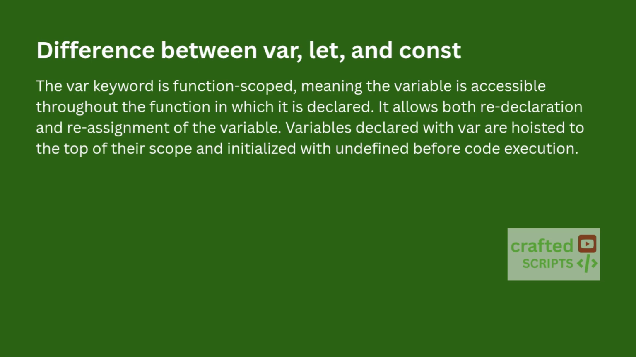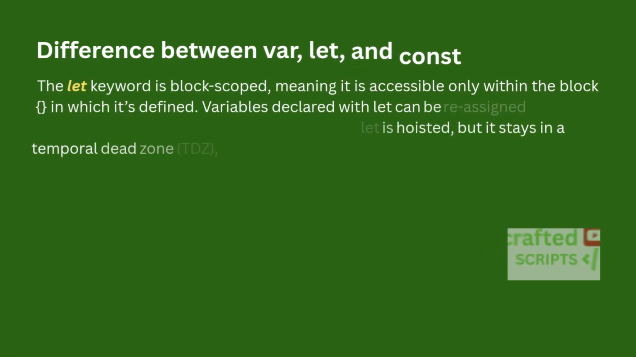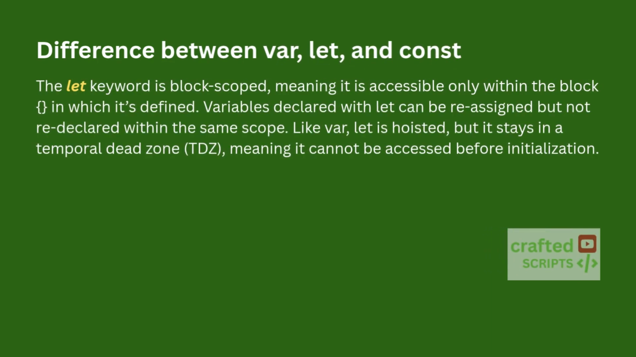Variables declared with var are hoisted to the top of their scope and initialized with undefined before code execution. The let keyword is block scoped, meaning it is accessible only within the block in which it's defined. Variables declared with let can be reassigned but not redeclared within the same scope. Like var, let is hoisted, but it stays in a temporal dead zone, meaning it cannot be accessed before initialization.